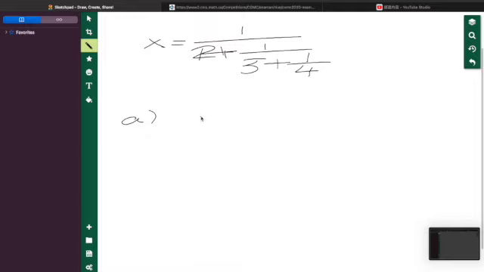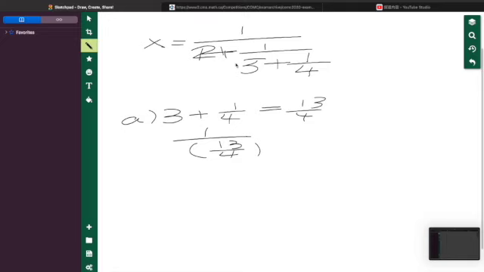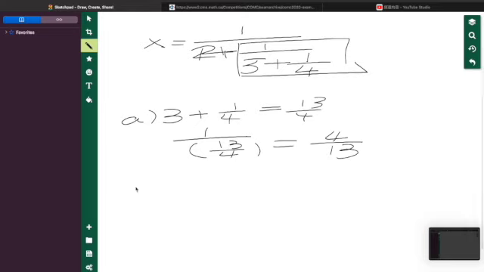Now let's calculate from the bottom part first. 3 plus 1 divided by 4 is equal to 13 divided by 4. Then we go up. 1 divided by 13 over 4 is equal to 4 divided by 13, which is this part as I draw.